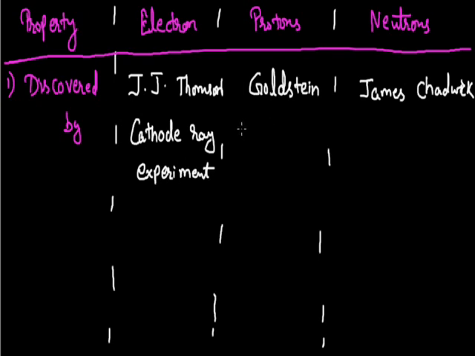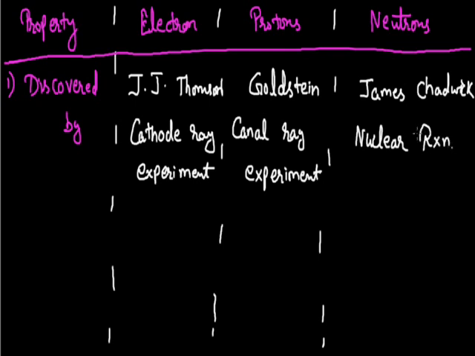Goldstein was performing the same experiment but with some modification, and this experiment was named as canal ray experiment or canal tube experiment. And in this experiment, he found a positively charged particle in an atom, and this positively charged particle was further named as proton by Rutherford. Neutrons were discovered by James Chadwick, and these neutrons were the result of a nuclear reaction. James Chadwick was performing a nuclear experiment, and in this nuclear reaction, he found that a neutral particle is there, and he named this particle as neutron.